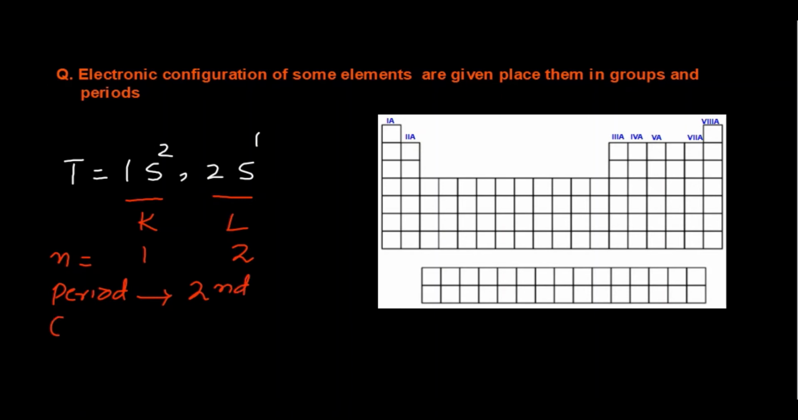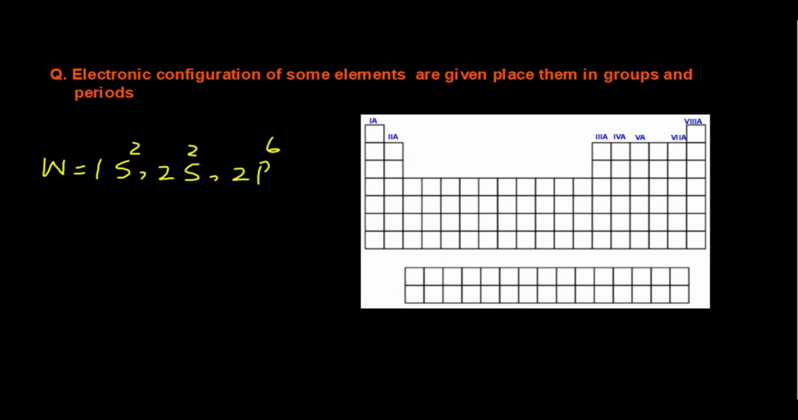Now group. How can we find the group? How many electrons are present in the valence shell? In the L shell there is just one electron. So it means this element belongs to group 1A. So we mention the position of T in the periodic table. We will find where the second period is. This is the first period, this is the second period. Second period and group 1A. So here we will write T. This is the position of T in the periodic table. I hope this is clear.